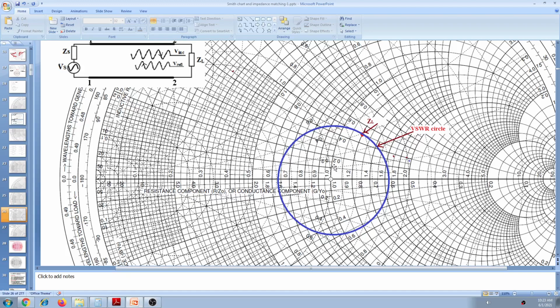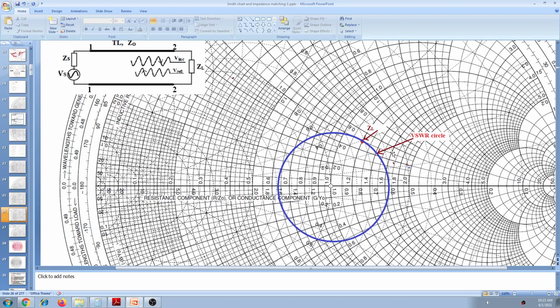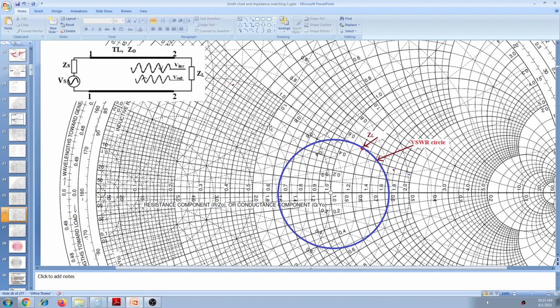Hello. Yes, ma'am, the cursor movement is not clearly visible. Okay, okay, I will do something for that. Hello, the voice is breaking. Please repeat. Hello.